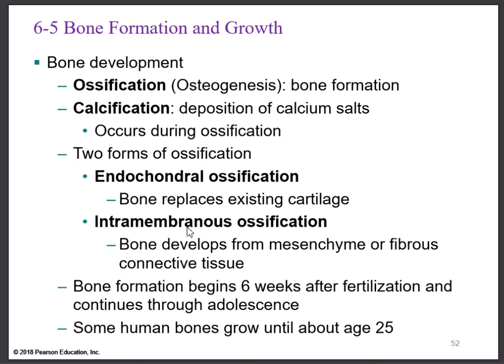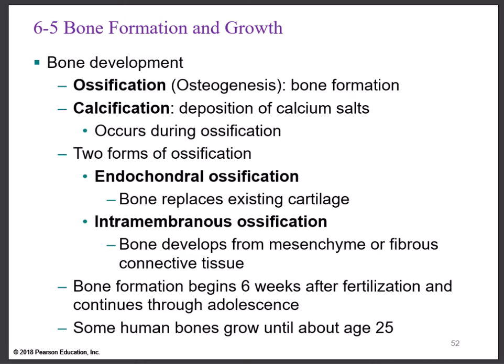The second one we're going to take a look at is known as intramembranous. Now, this is going to be bone that forms from mesenchyme or mesenchymal tissue. If you remember from the tissues chapter, mesenchyme is embryonic connective tissue, or it can come from fibrous connective tissue. We usually see this occurring in the deeper layer of the skin, and it produces some of the flat bones like the skull bones, the sternum, the mandible, and we'll take a look at that.